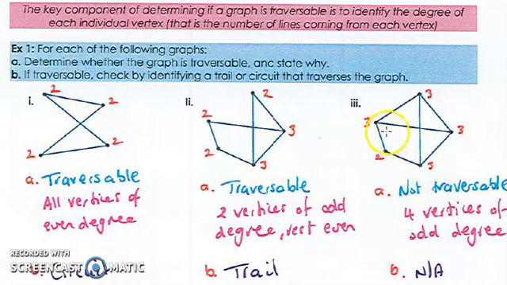Last one, count how many degrees come out. 3, 3, 3. Automatically I know it's not traversable because 4 of the vertices are of odd degree. And if it is traversable, well, it's not. We can say it's not applicable.